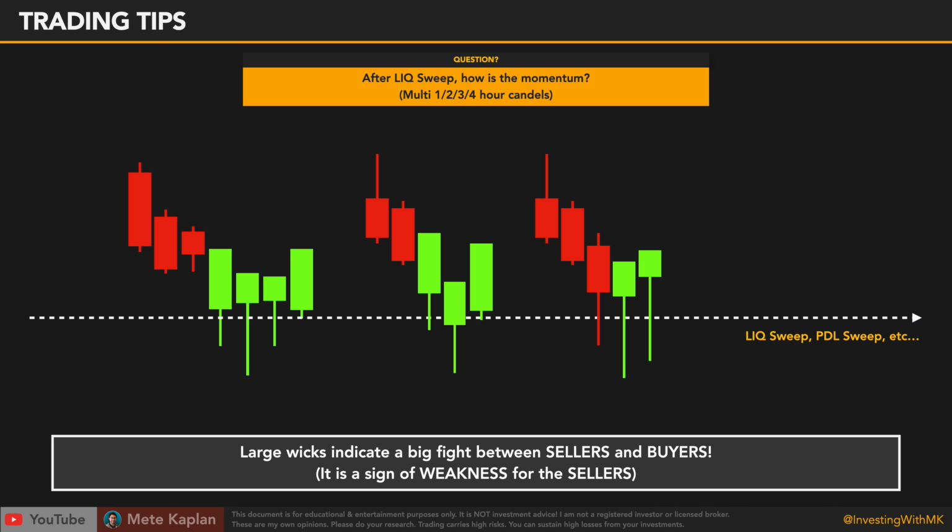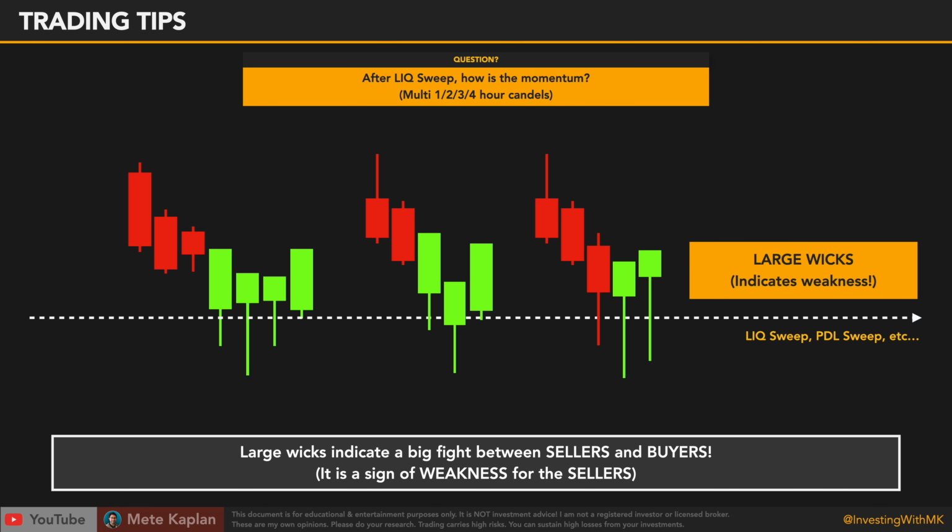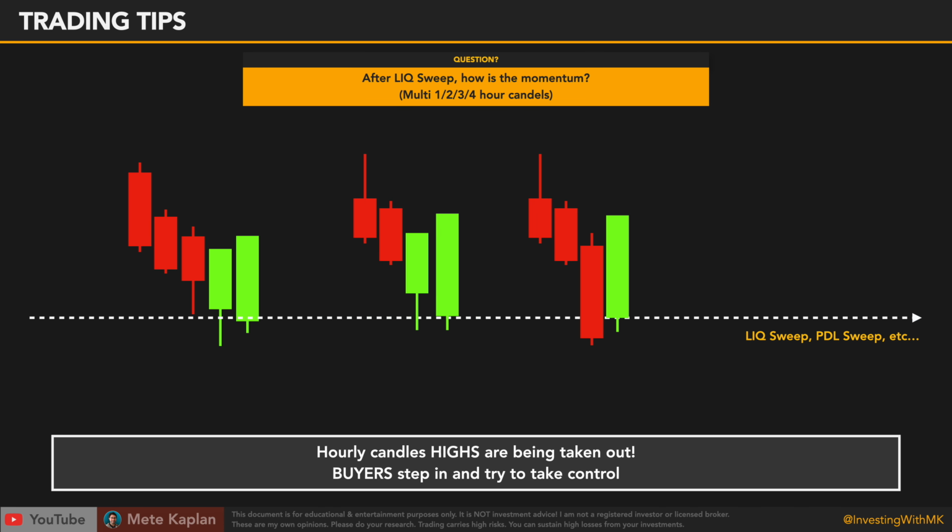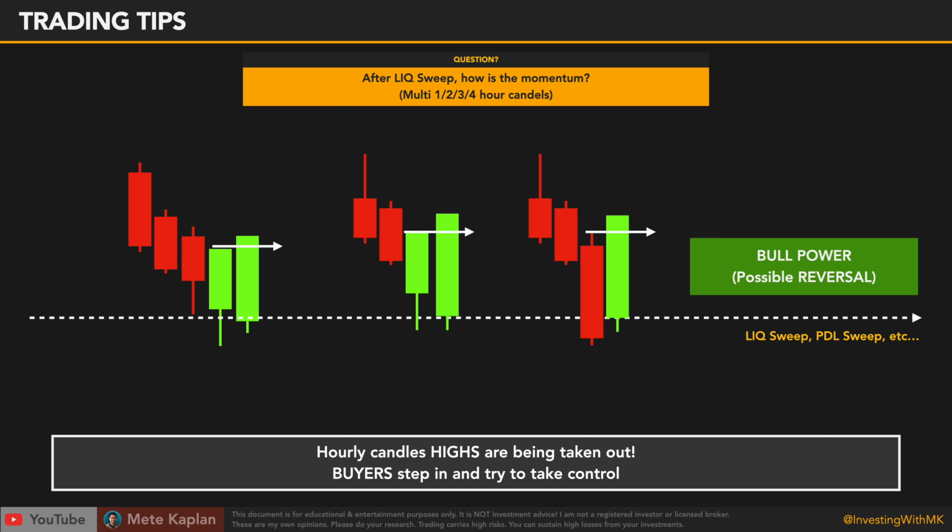But what if we see these large rejection wicks at the liquidity sweeps with multi-level hourly candles? This is the initial weakness for the sellers. It means that buyers are not happy with the sellers and are trying to push back the price. A fight starts. And then if we start strongly seeing these breaks upwards, it means buyers finally try to take control back from the sellers, try to start a rally. A possible reversal will happen here.